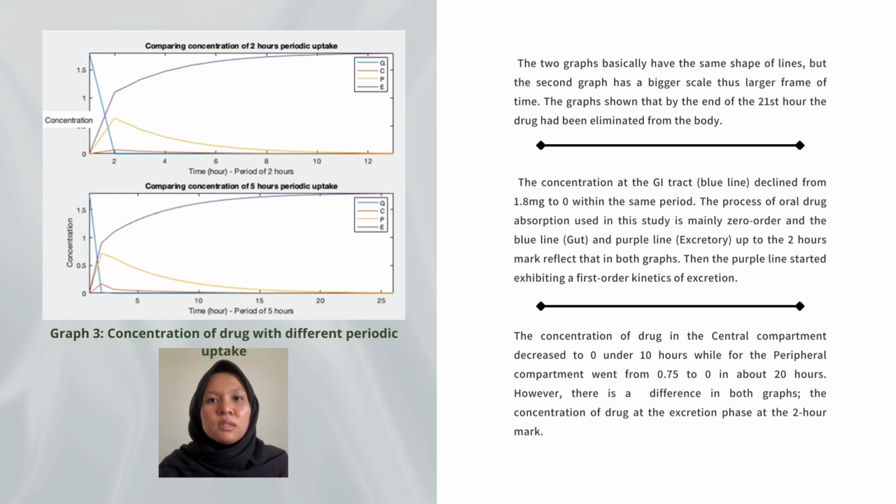Then the purple line started exhibiting first order kinetics of excretion. The concentration of drug in the central compartment decreased to 0 under 10 hours, while the peripheral compartment went from 0.75 mg to 0 in about 20 hours. However, there is a difference in both graphs, which is the concentration of drug at the excretion phase at the 2 hour mark.